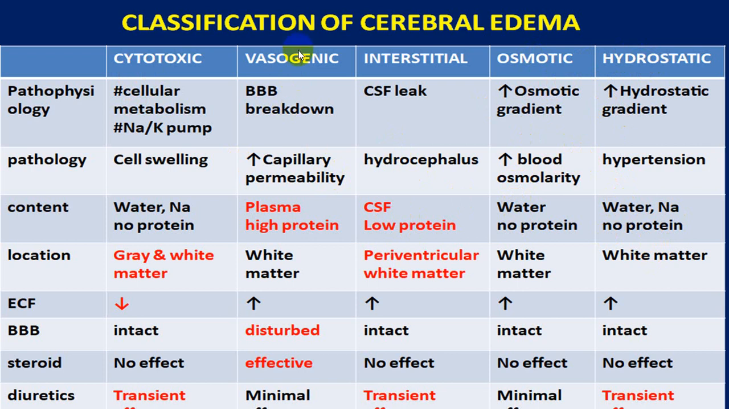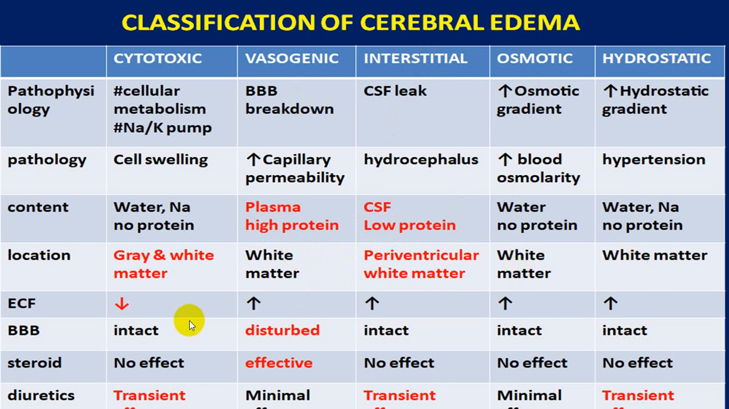While in vasogenic, there will be a high protein content of fluid outside the cellular compartment, or we call it interstitial. In the interstitial variety, you will have CSF containing low protein. It will not be high protein. Good number of times there is no protein. Cytotoxic will involve both gray matter as well as white matter, while vasogenic will mainly involve white matter. Interstitial will involve periventricular white matter, while osmotic will, like vasogenic, involve white matter, and hydrostatic will also involve white matter.